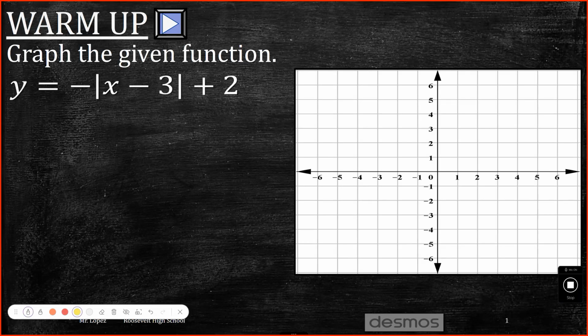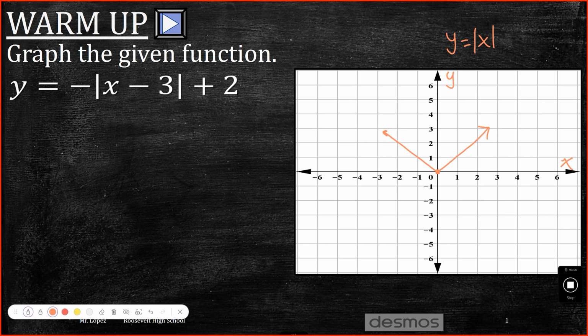Warm-up, graph the given function. Last time we figured out what that parent function looked like. So we want to graph the given function, which is y equals negative absolute value of x minus 3, plus 2. From last time, we figured out that the absolute value function, y equals the absolute value of x, looks like a V, something going like this.